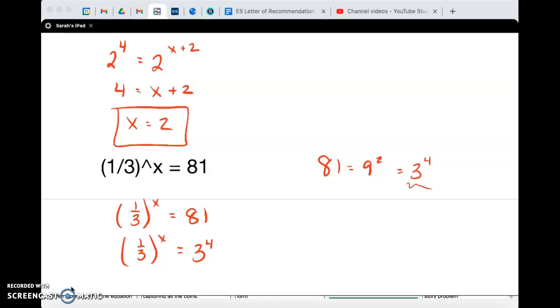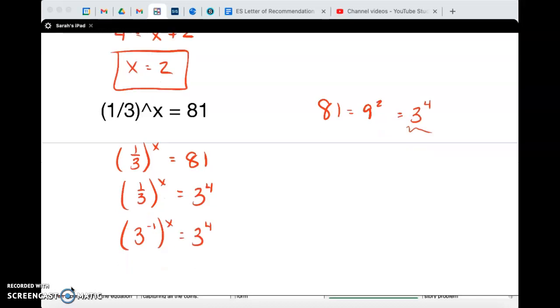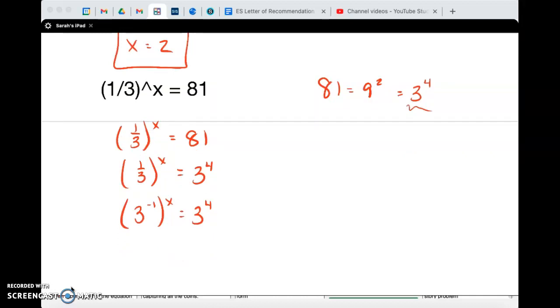Okay. Once you have this, you still can't use the one-to-one property because the bases aren't identical. But on the left side, could I rewrite a third as 3 to a power? Yeah, I can write 1/3 as 3 to the negative first. So 3 to the negative first, to the x, equals 3 to the 4th power. Then I can set my exponents equal to each other. The negative 1 and the x are multiplying, so negative 1 times x equals 4. So x equals negative 4.